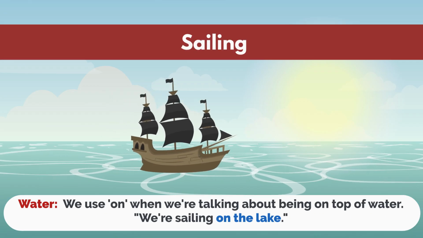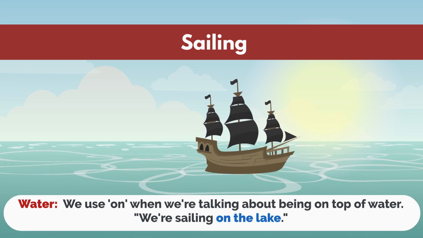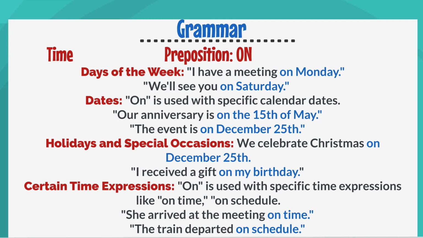We use on when we're talking about being on top of water. For example, we're sailing on the lake. When talking about planets and other things in space, we use on with them. The rover landed on Mars. On is used for time expressions in English in the following general rules.